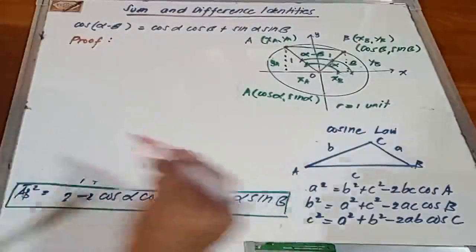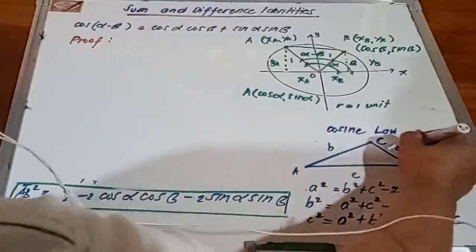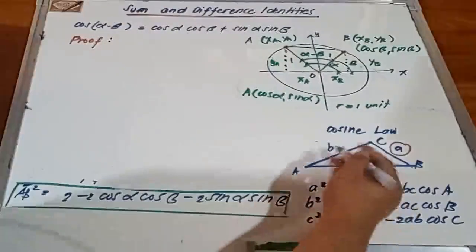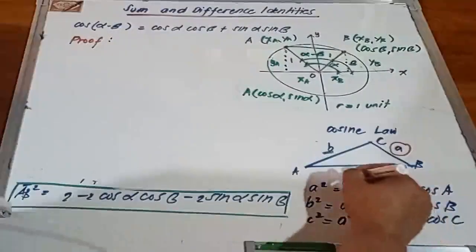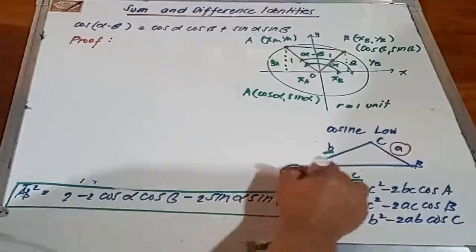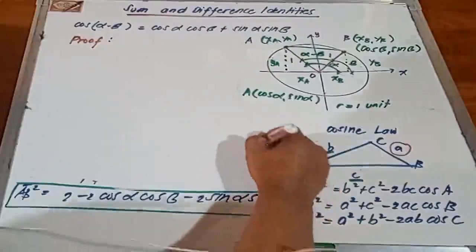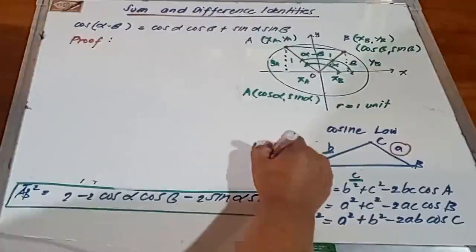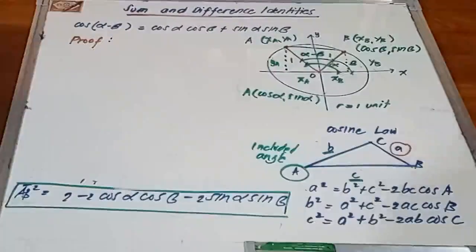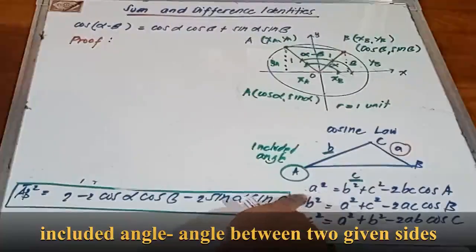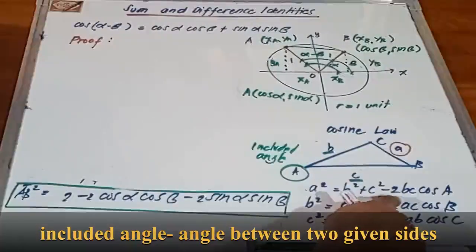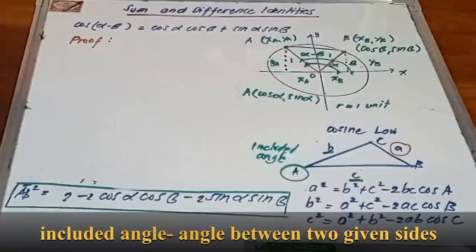Halimbawa, kung ito ang hahanapin natin, dapat ay given yung sides B at saka side C at saka yung angle A. Yung angle A natin, tinatawag nating included angle. Yan ang cosine law. Paghahanapin natin sa A, so that is A squared equal to B squared plus C squared minus 2 times B times C times cosine A.